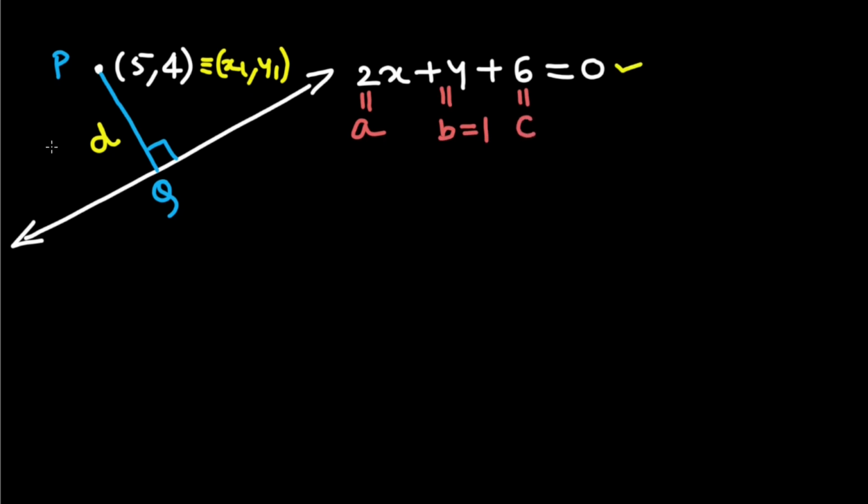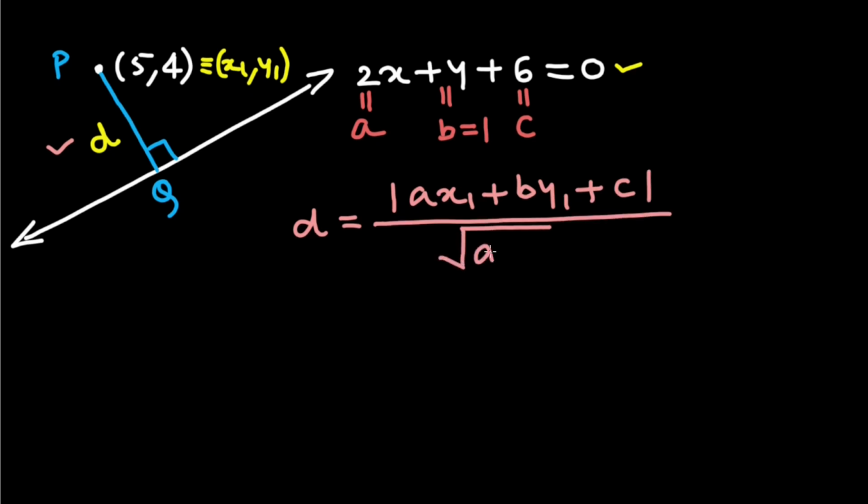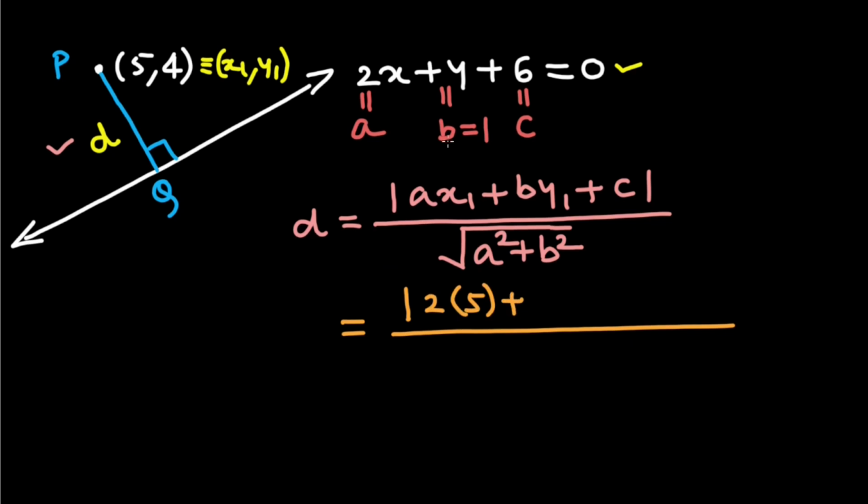The formula to find D is given as D equals mod (a x1 plus b y1 plus c) upon square root of a squared plus b squared. By substituting the values, mod a is 2, x1 is 5, plus b is 1, y1 is 4, plus c is 6, upon square root a square is 2 square plus b square is 1 square.